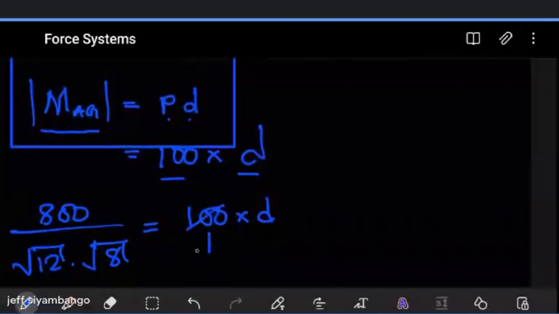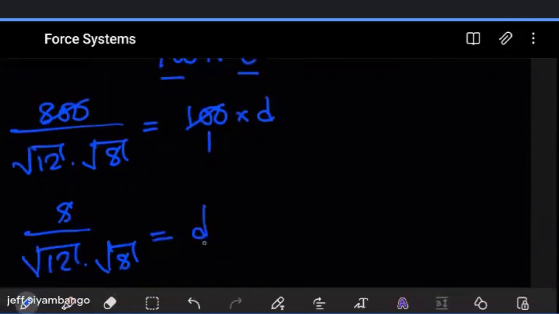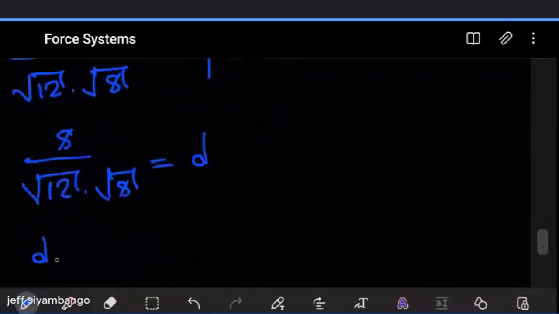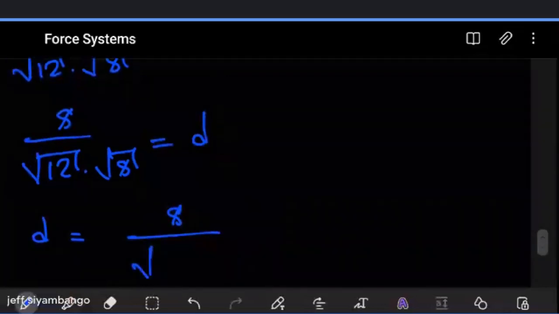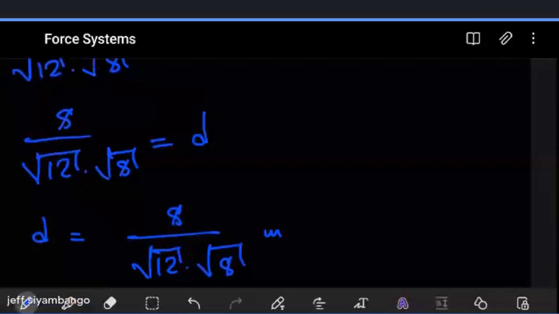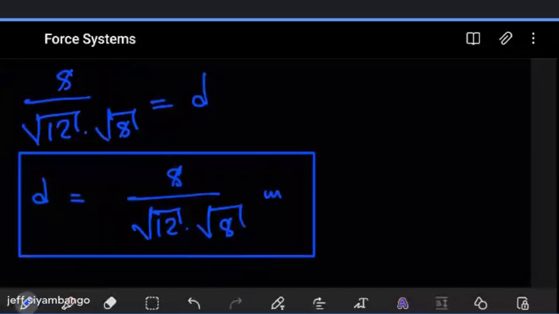So 100 here goes once, it goes 8 times into 800. So we'd have 8 over root 12, then root 8 here. Then this will be what our distance will be. So our distance D will be equal to 8 over root 12, then root 8. Of course, you can simplify this. I gave my distance to be in meters, so this is going to be in meters. But this approach is only true if the two lines FC and AG are perpendicular.